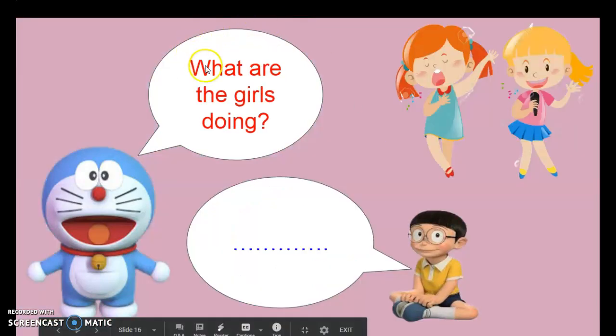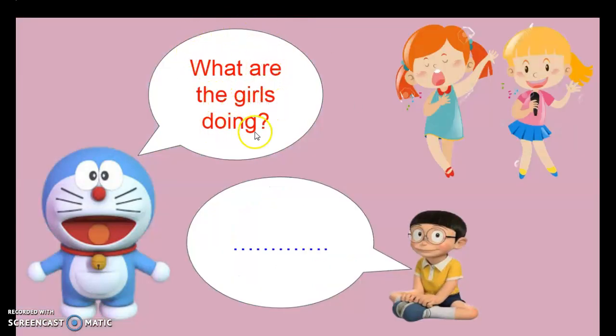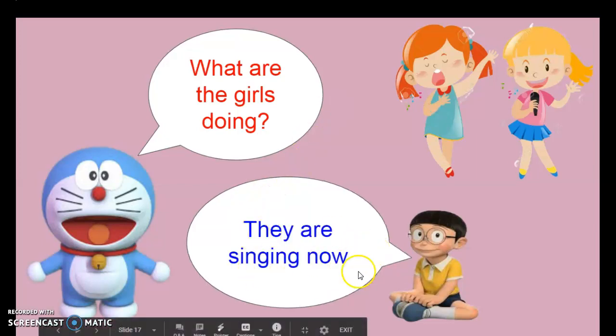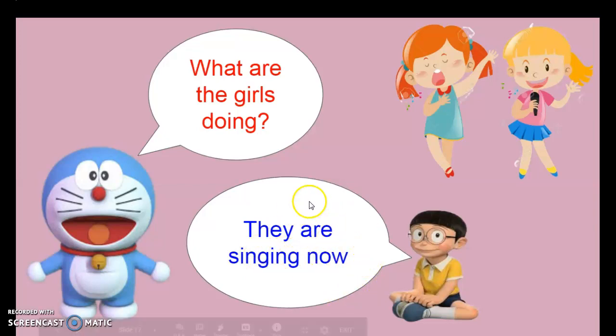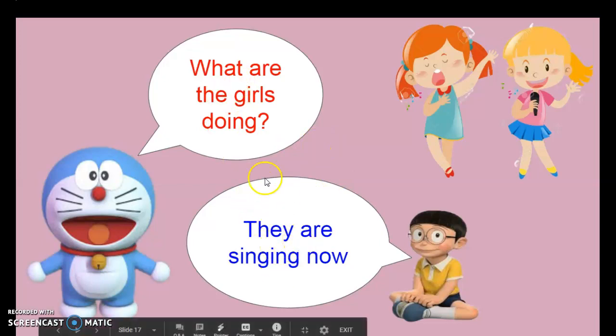Okay, next question. What are the girls doing? Okay, apa yang sedang dilakukan anak-anak perempuan ini sekarang? What is your answer? Okay, that's true. They are singing now. Mereka sedang bernyanyi sekarang. Okay. Kenapa they? Karena the girls. Remember the girls itu they and then are singing now.